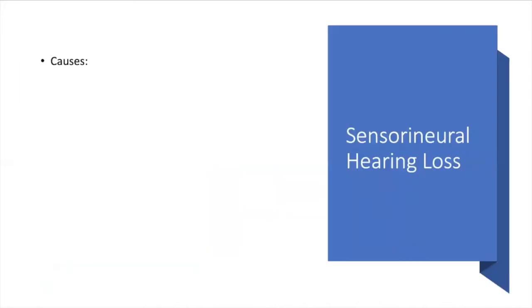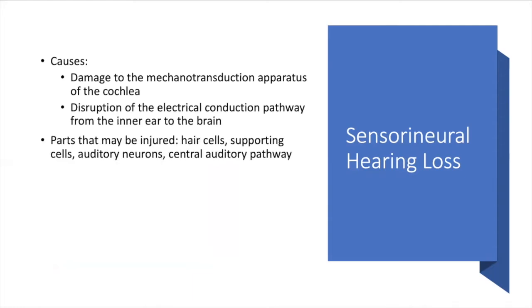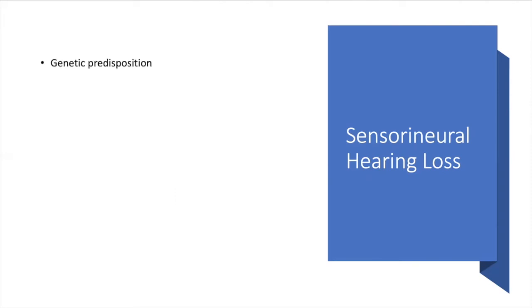Sensory neural hearing loss can result from either damage to the mechanotransduction apparatus of the cochlea or disruption of the electrical conduction pathway from the inner ear to the brain. Thus, injury to hair cells, supporting cells, auditory neurons, or the central auditory pathway can cause sensory neural hearing loss. Damage to the hair cells of the organ of Corti may be caused by the following. Congenital malformations of the inner ear may be the cause of hearing loss in some adults. Genetic predisposition alone or in concert with environmental exposures may also be responsible.